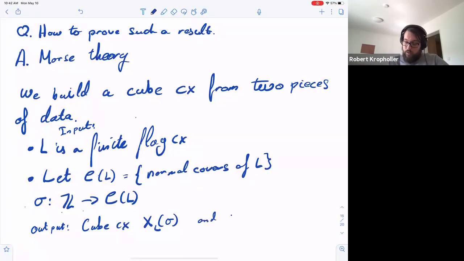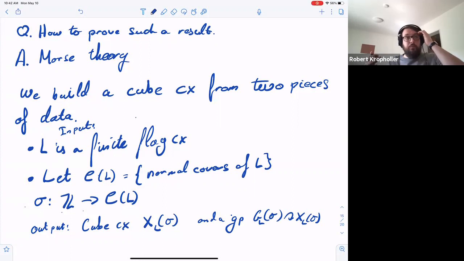And a group GL sigma, which acts on XL sigma in some nice way. And so we're going to have this cube complex and this group GL sigma. And what we're going to know about this cube complex is that we're going to have a Morse function on it.